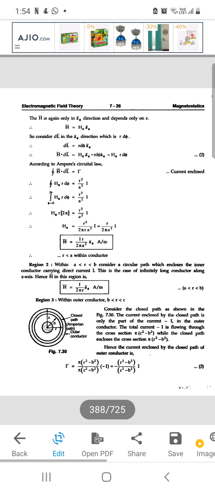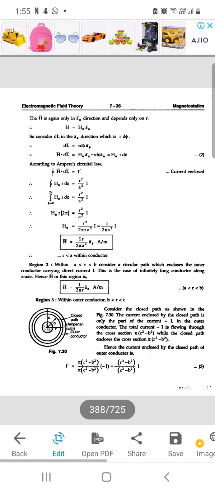Now consider region 2, where your Amperian path is between your inner and outer conductors, that is in the mid range between a and b. a is less than r is less than b. Consider a circular path which encloses the inner conductor carrying a direct current I. So the path that you are considering encloses only your inner conductor carrying a direct current I. This is the case of an infinitely long conductor along the z axis, so we need not derive that equation further.